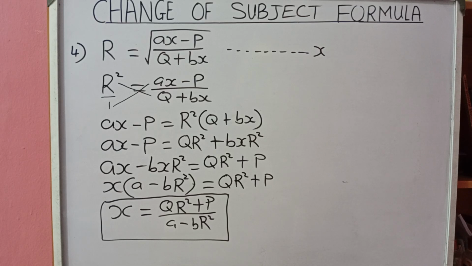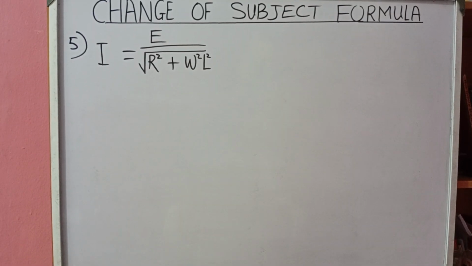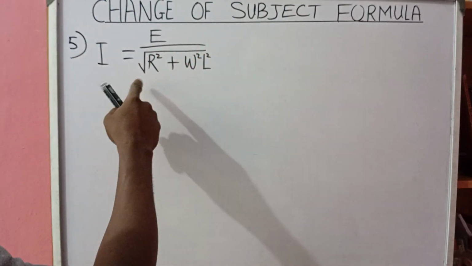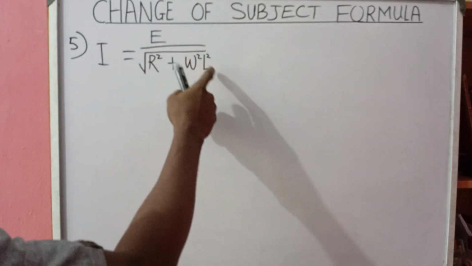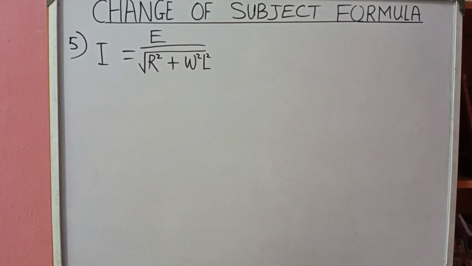All right, so let's take number 5 question. Maybe you can give it a try. Now for the number 5 question, here we have I is equal to E all over the square root of r squared plus w squared l squared. So how do we do this? And we are required to make r the subject.